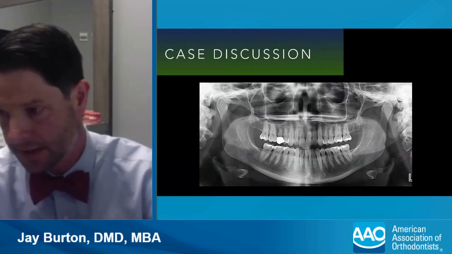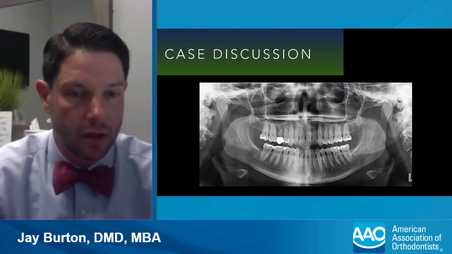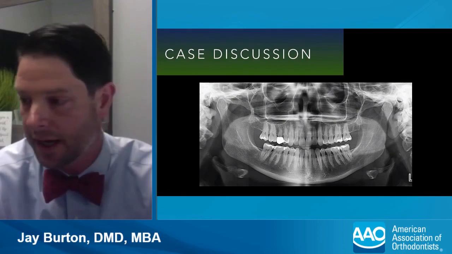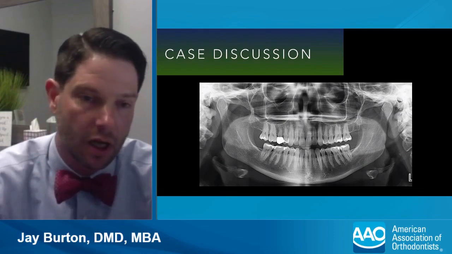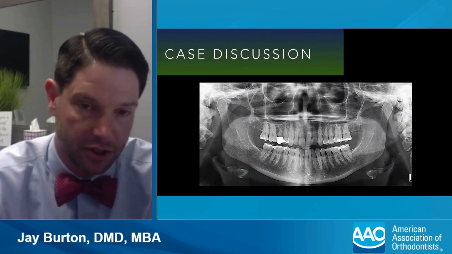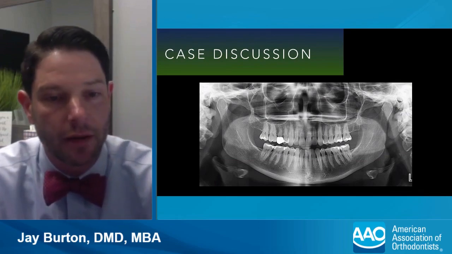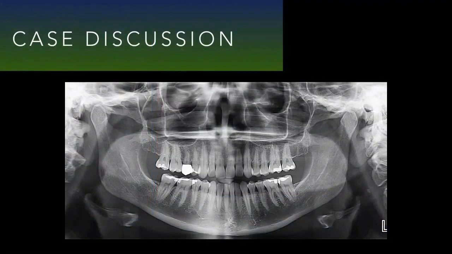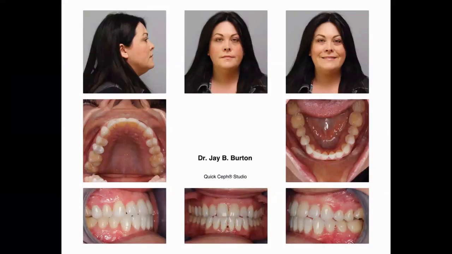This is a patient that presented to the office a few years ago. And I'm looking at the pan and I'm saying there's not a whole lot that's remarkable about it. The condyles, for what you can tell, they look pretty good. There's no apparent pathology. The upper left central looks a little bit short, but that's really about it when it comes to this pan. And here are her photos.